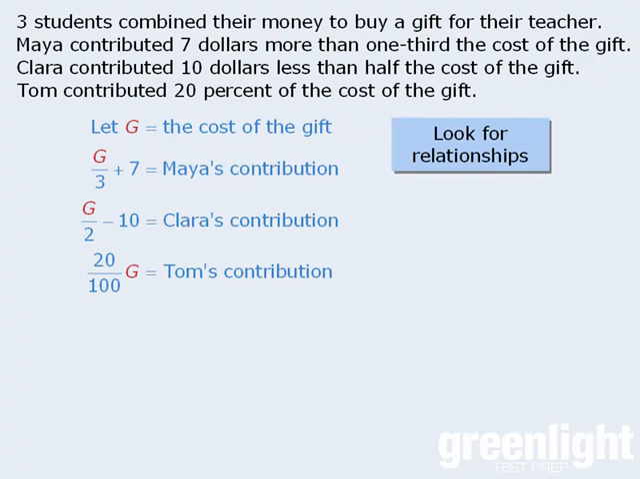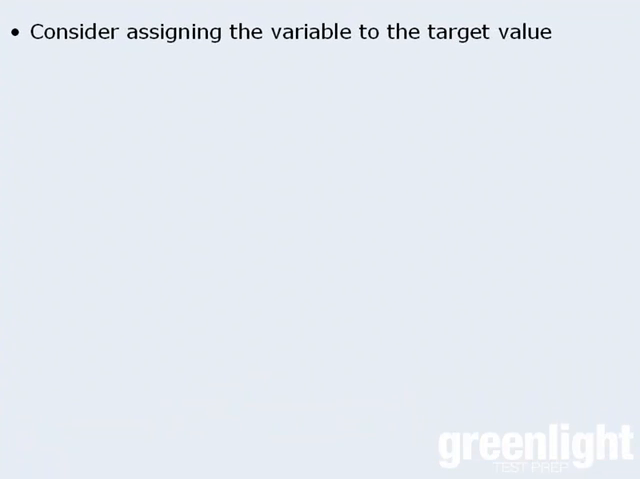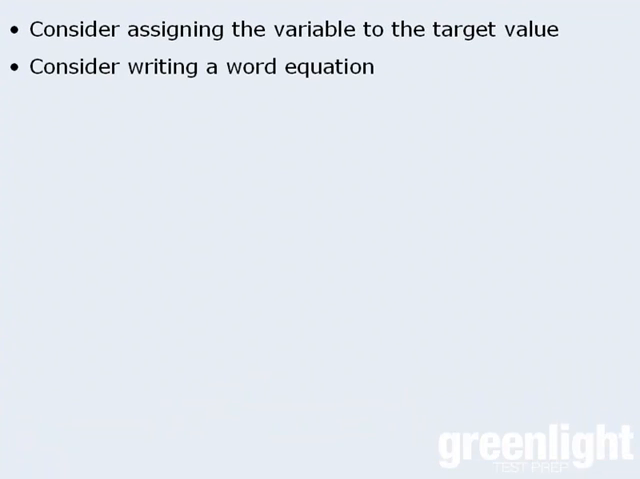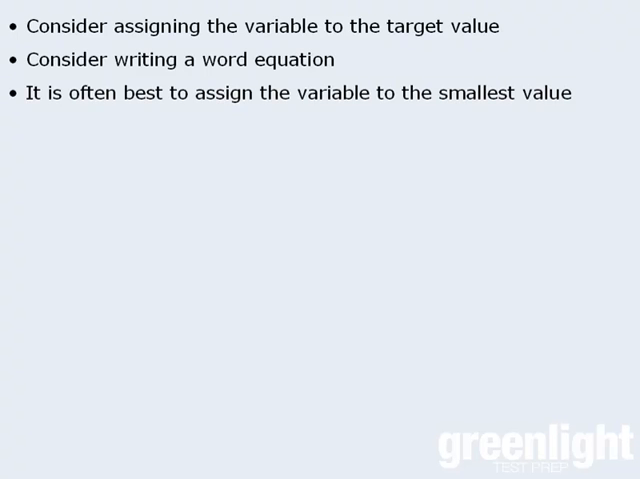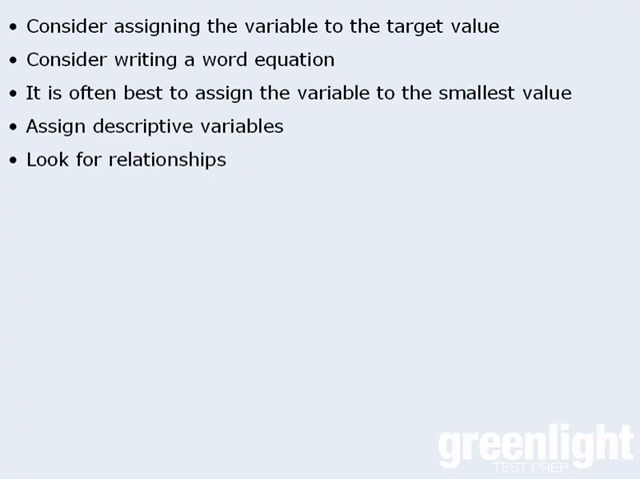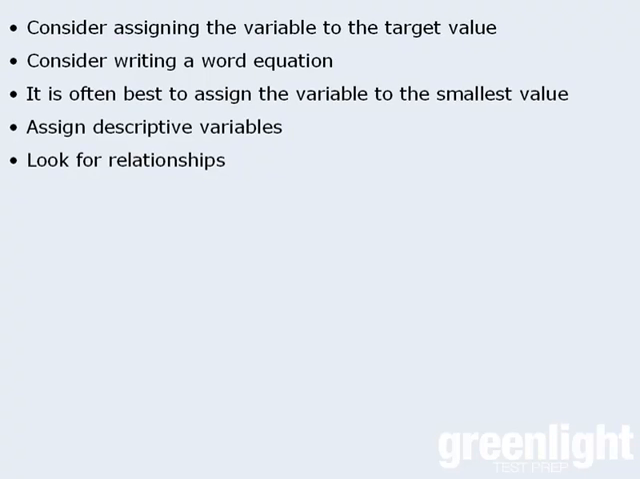Okay, that's enough practice assigning variables. Let's summarize. In this lesson, we learned some guidelines for assigning variables. They are: consider assigning the variable to the target value. Consider writing a word equation to help identify the information required to solve the question. It is often best to assign the variable to the smallest value. Try to use descriptive variables instead of using x each time. And look for relationships that exist between the values in the question.